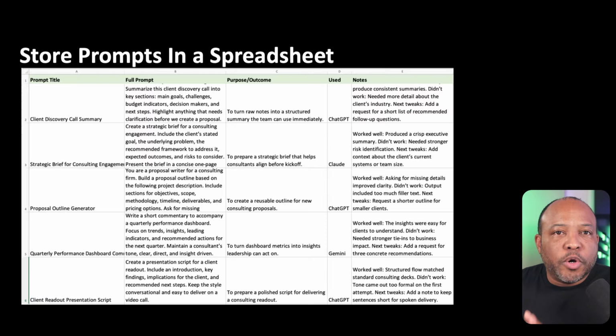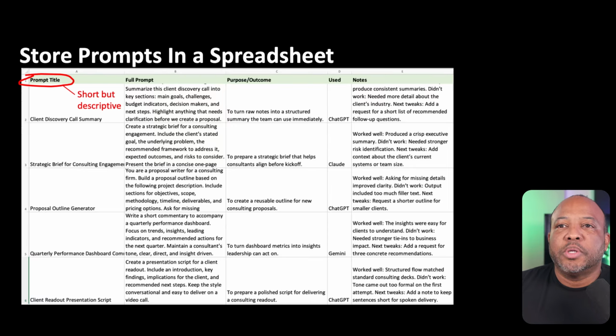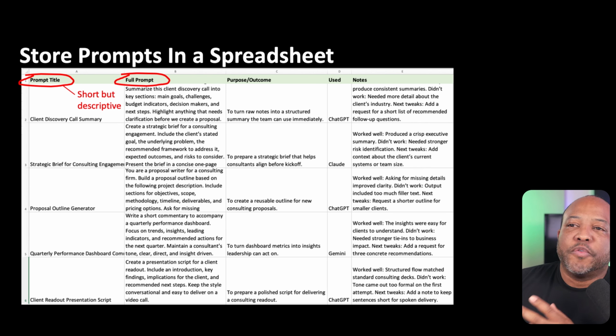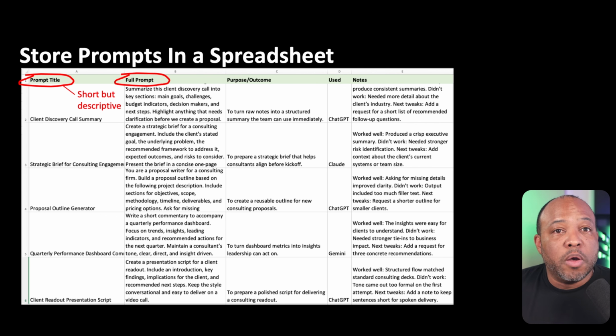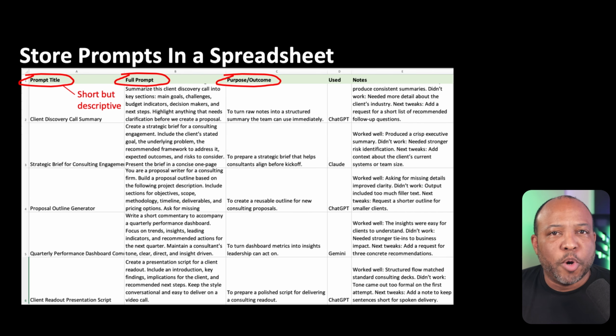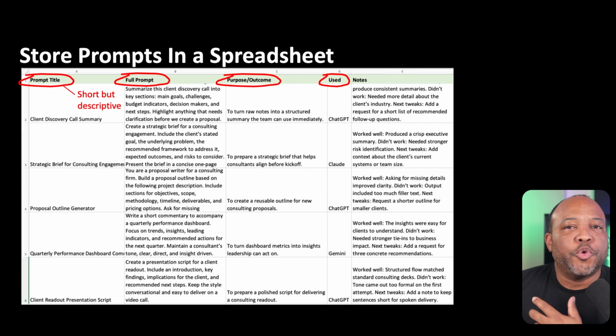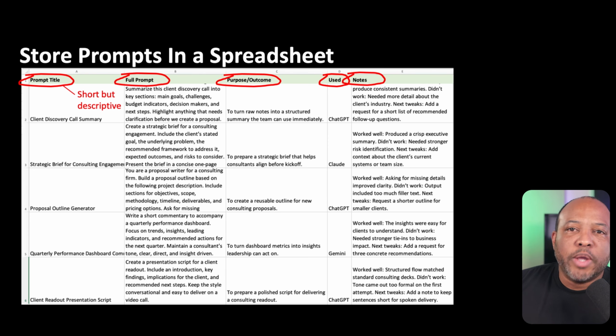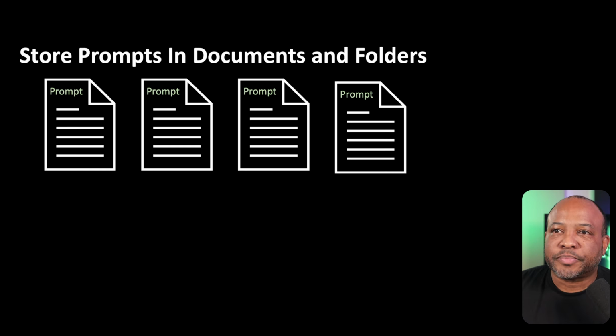So here's a version of what it may look like if you use a spreadsheet. In a spreadsheet, as mentioned, you have your prompt title, which is short but descriptive. You have your full prompt, and that will get longer and longer. So expect that section and that part of the spreadsheet to get longer. What is the purpose of the outcome? What was the original platform you used? And then notes. What do you need to tweak, change, improve, what worked, what didn't?